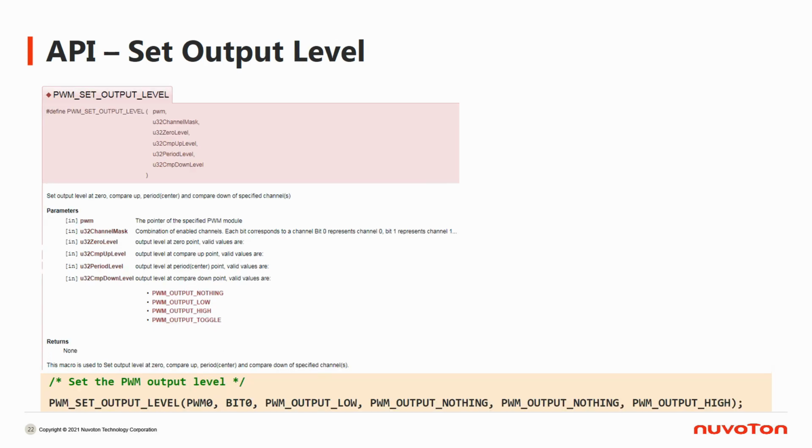We've talked about how to generate pulse before. One of the methods is to specify the action for each point. We also have an API for this pulse generation. There are 4 points defined in this API. They are 0 point, compare up point, period or center point, and compare down point. Actions can be used are defined as do nothing, output low, output high, and toggle. Therefore, we can specify action for each point and generate a pulse we want by this API.